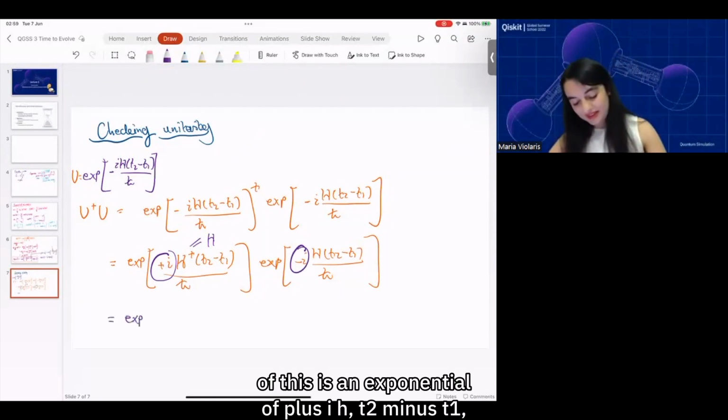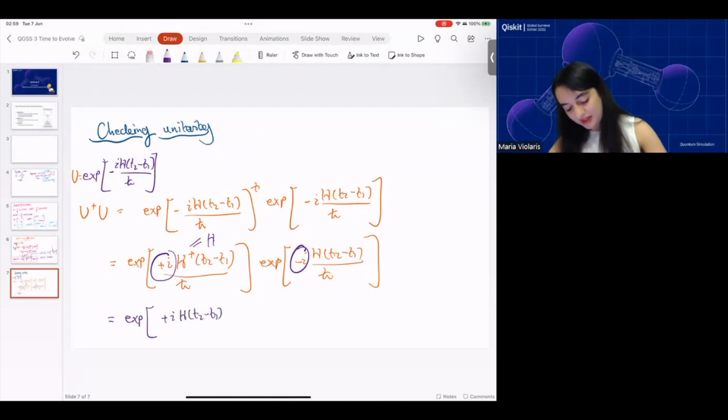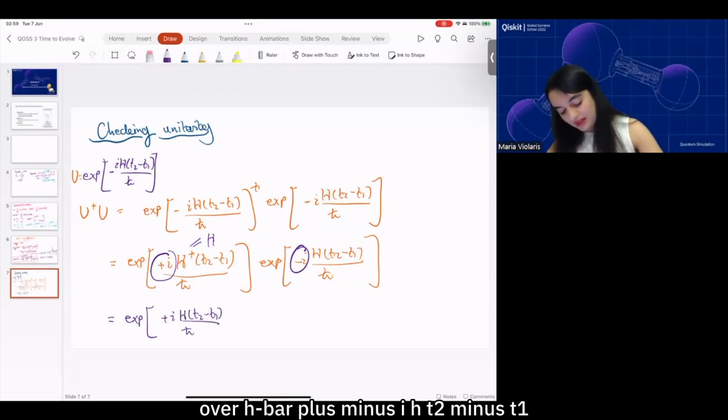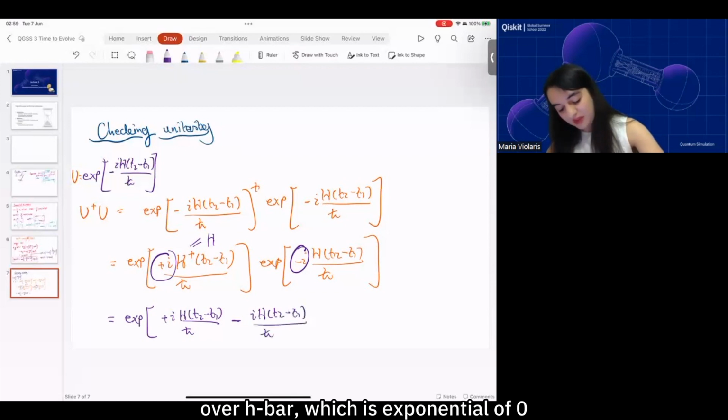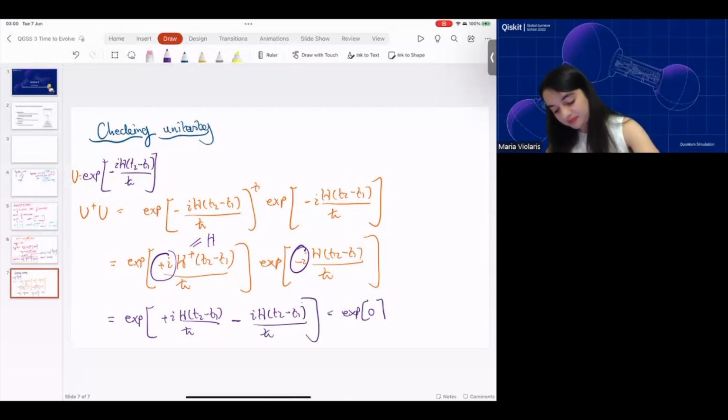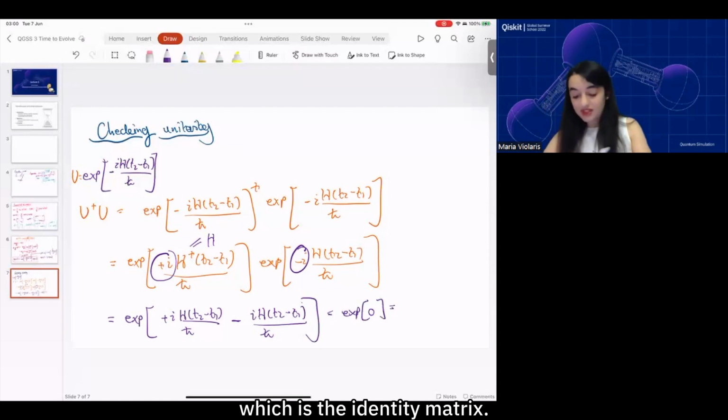total of this is an exponential of plus iH(t2 minus t1)/h bar plus minus iH(t2 minus t1)/h bar, which is exponential of 0, which is the identity matrix.